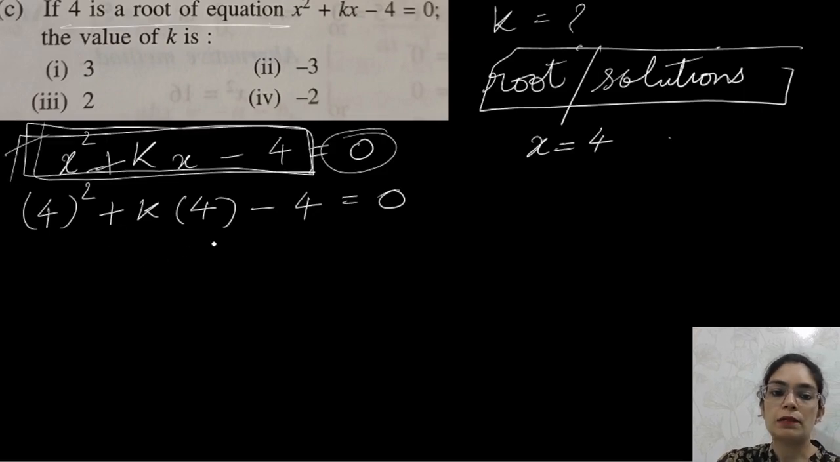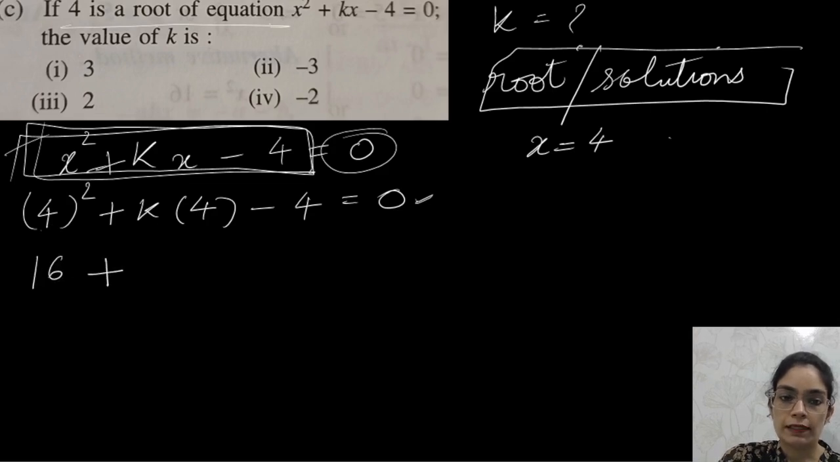When I substitute the value of x as 4, the answer I will get is 0. So because of that, I am writing this 0. Now I can simplify this equation. So 4 square is 16, plus k into 4 is 4k, minus 4 is equal to 0.